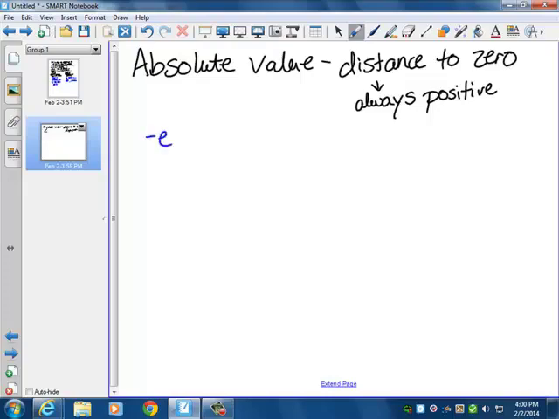And the symbol for absolute value is two straight lines. So let's say absolute value of -2. That's how we would say that. Two straight lines with -2 in the middle means absolute value of -2. This is 2, because -2 is 2 away from 0. On a number line, 0, -2, we're a distance of 2 units away.